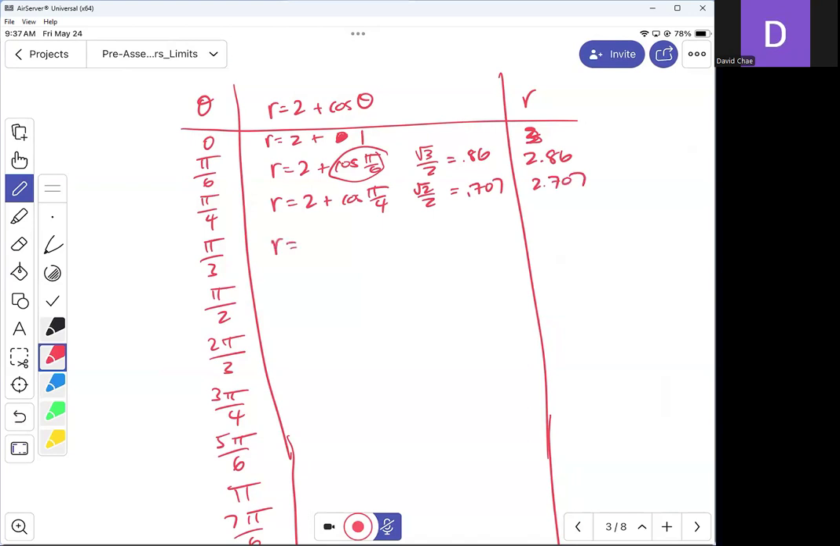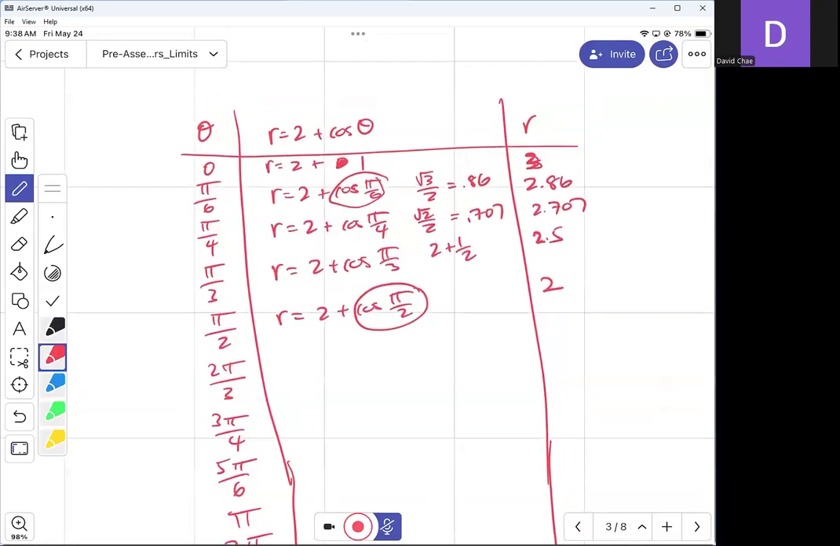Then r is equal to 2 plus the cosine of pi over 3. The cosine of pi over 3 is 1/2. So 2 plus 1/2 is 2.5. And then r is equal to 2 plus the cosine of pi over 2. Cosine of pi over 2 is 0, so that's just 2. All right.